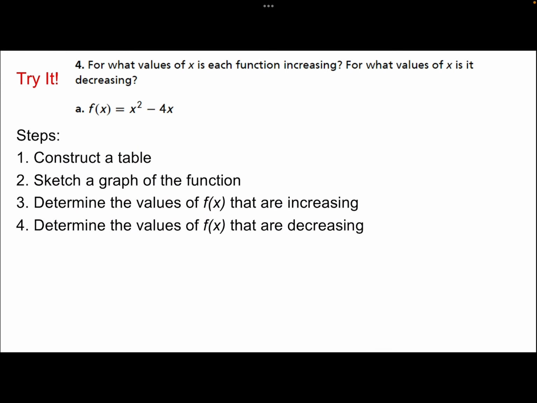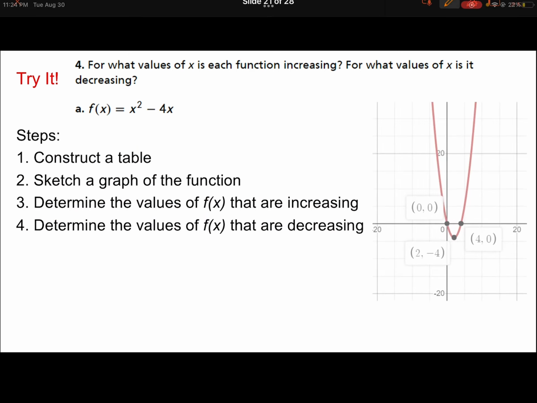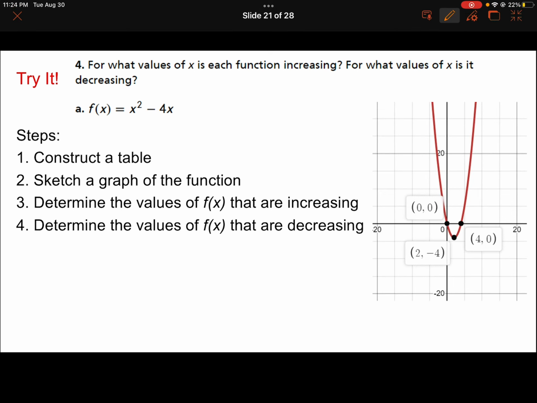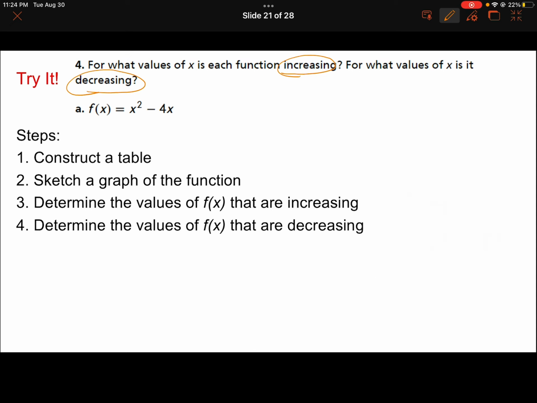Okay, let's look at this one. For what values of x is each function increasing? For what values of x is it decreasing? So in this one, let's just look at the graph for each function. So it says increasing and decreasing. So we're looking where it's going up and where it's going down.